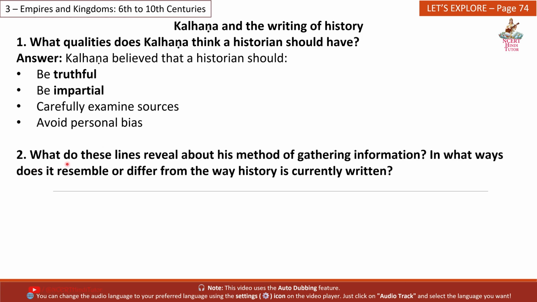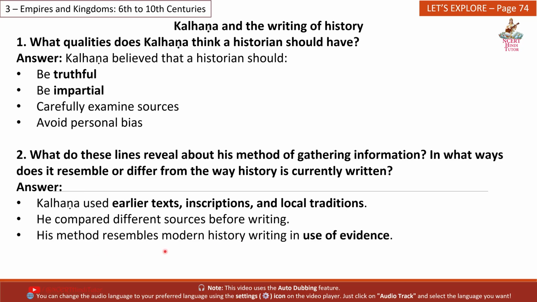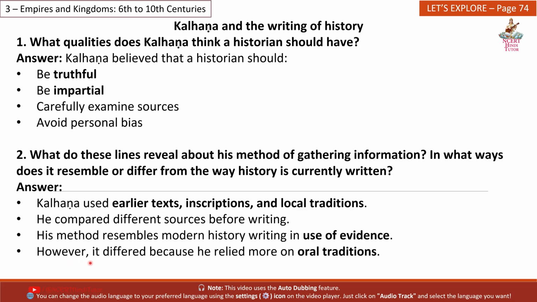Question 2. What do these lines reveal about his method of gathering information? In what ways does it resemble or differ from the way history is currently written? Answer. Kalhana used earlier texts, inscriptions, and local traditions. He compared different sources before writing. His method resembles modern history writing in its use of evidence. However, it differed because he relied more on oral traditions.